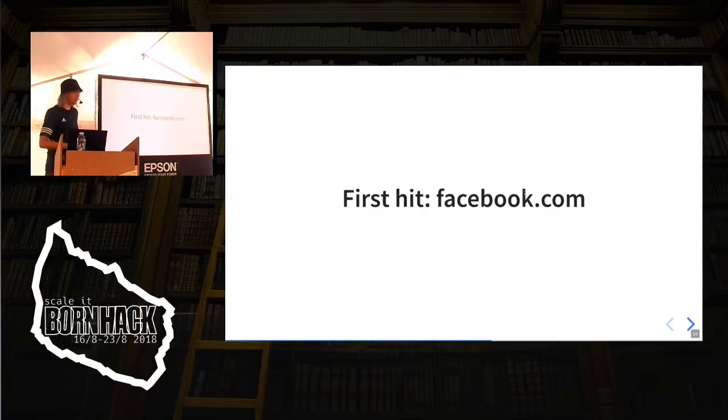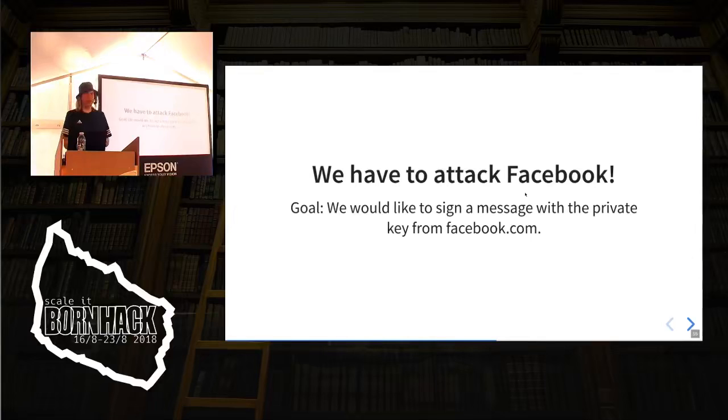The first hit was Facebook.com. So I scanned the Alexa top 1 million. I think Facebook is number 3. Then I thought, okay, we have to attack Facebook. And then I thought, okay, it would be really cool if we could sign a message with the private key from Facebook, because then we would have cryptographic proof that this really happened.